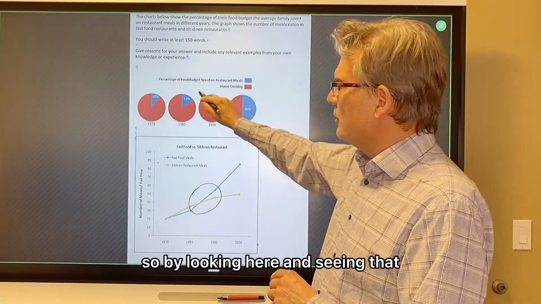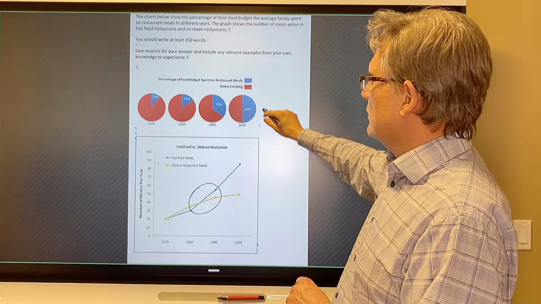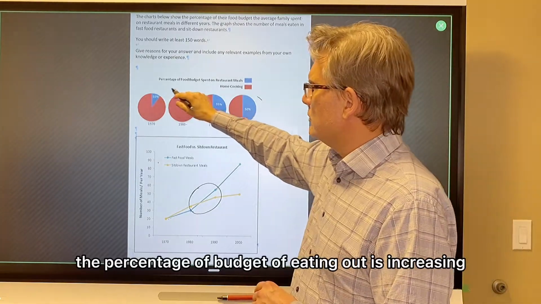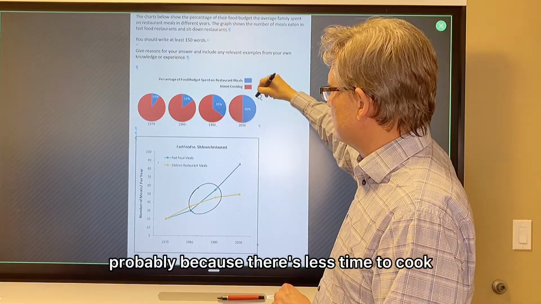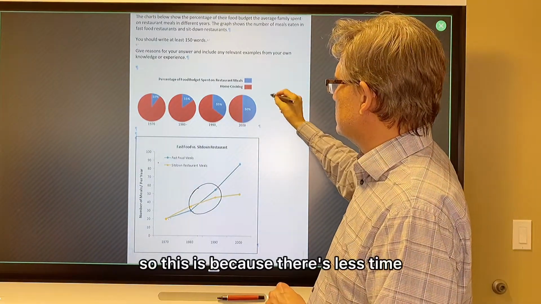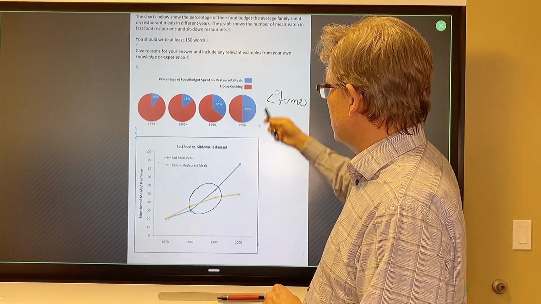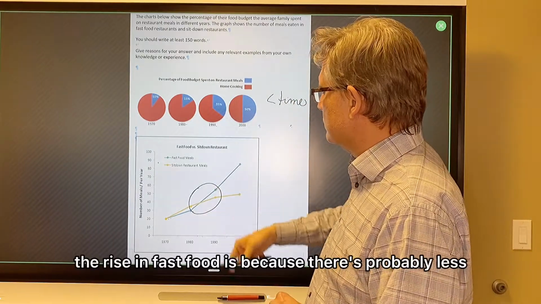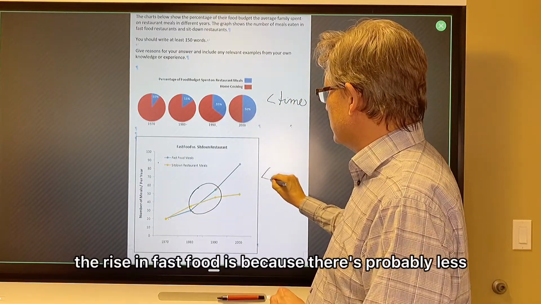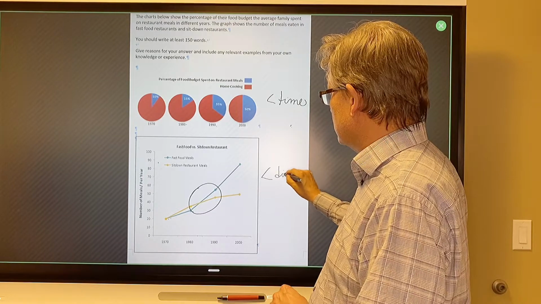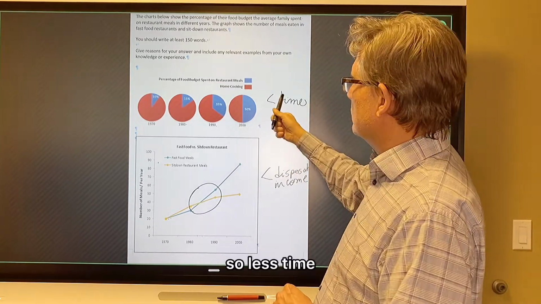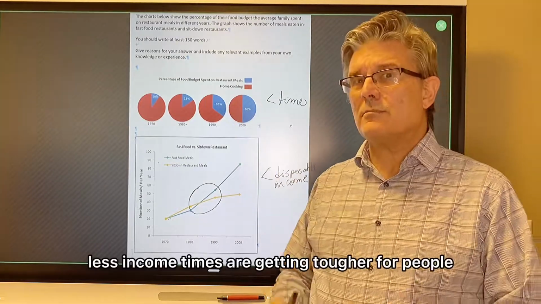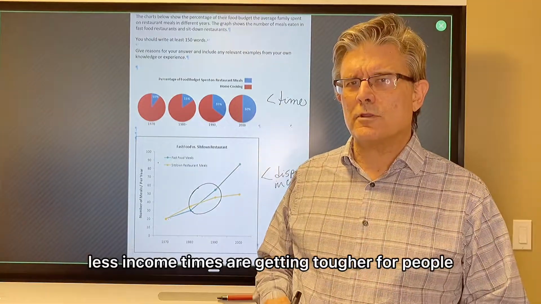So by looking here and seeing that the percentage of budget on eating out is increasing, probably because there's less time to cook. So this is because there's less time. And here, the rise in fast food is because there's probably less disposable income. So less time, less income, times are getting tougher for people.